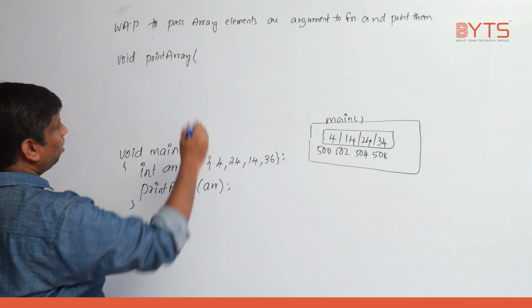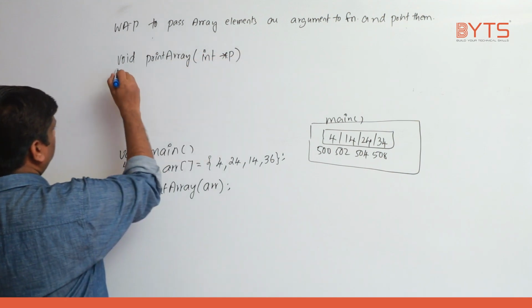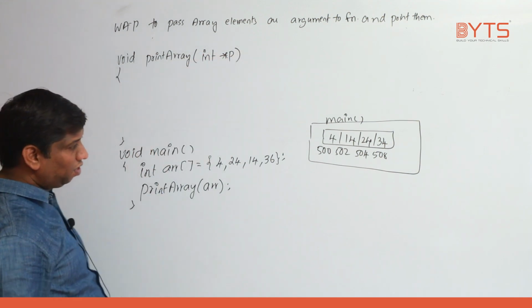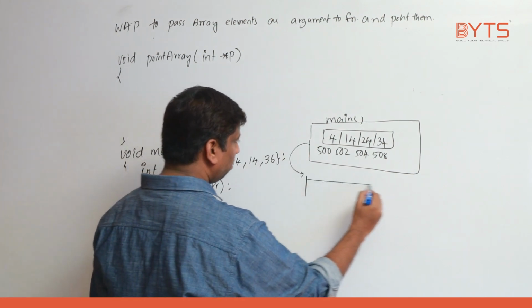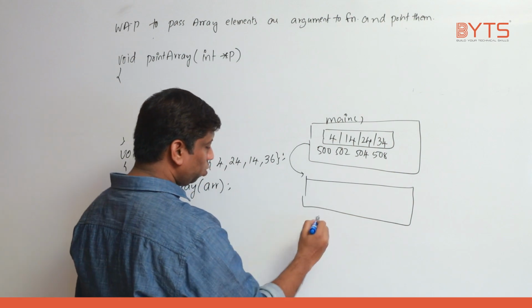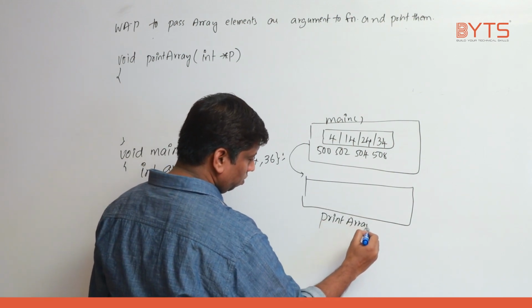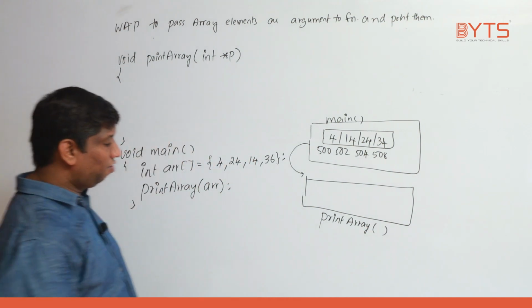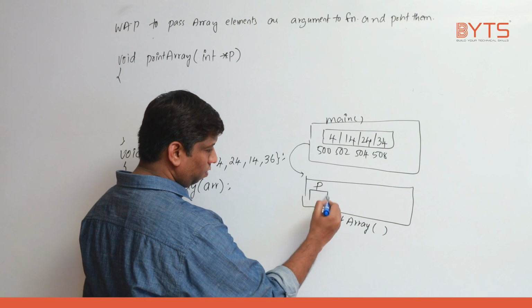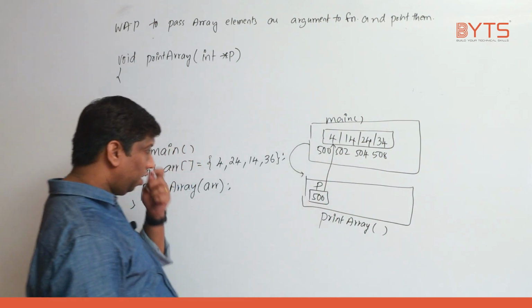So what can I take here? int *p. Okay, fine. Now whenever you are coming to the function, this is what function? Print array function. Fine. So arr value 500, p will contain what? 500. This is pointing here. I hope this is very clear, right?